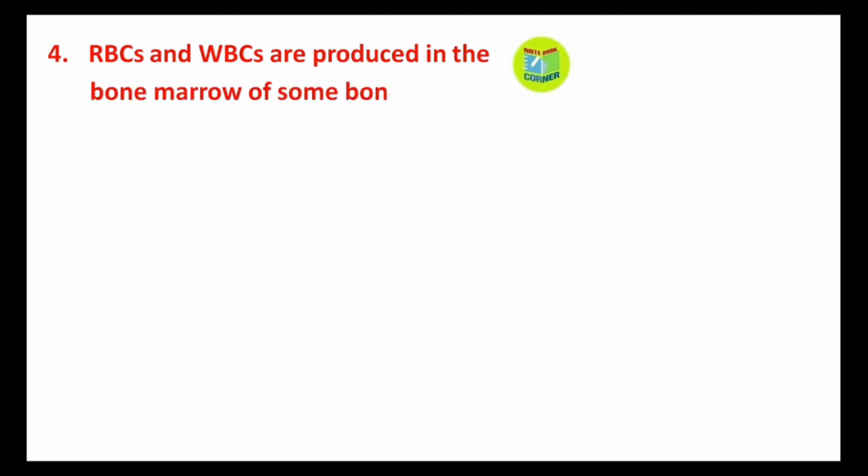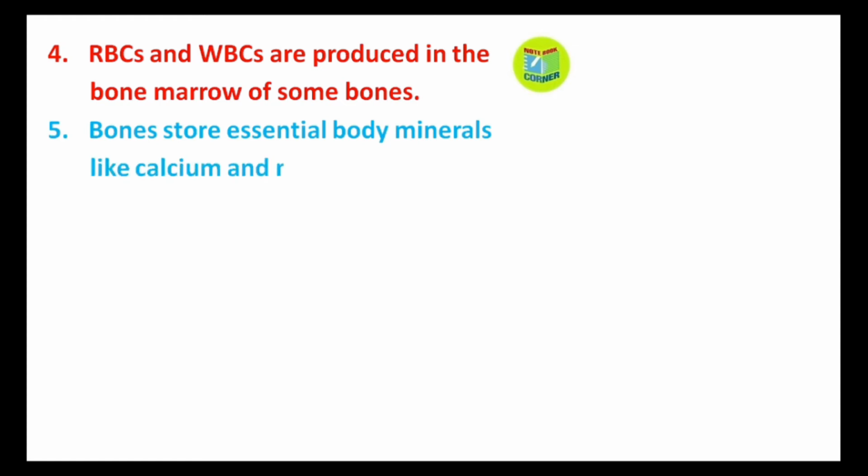Fourth, formation of blood corpuscles. Red blood corpuscles (RBCs) and white blood corpuscles (WBCs) are produced in the bone marrow of some bones. Bone marrow is the soft and jelly-like tissue found in some bones. Fifth, storage of minerals in the body. Bones store essential body minerals like calcium and magnesium.